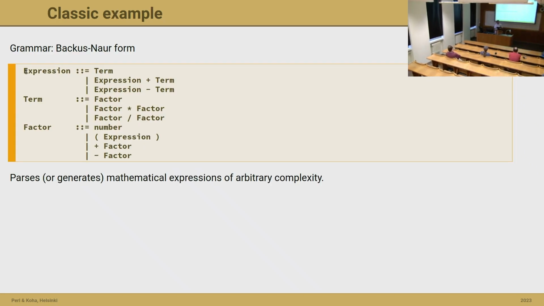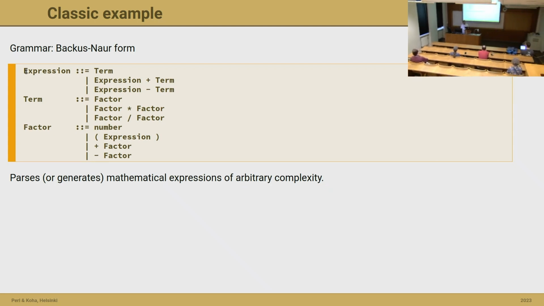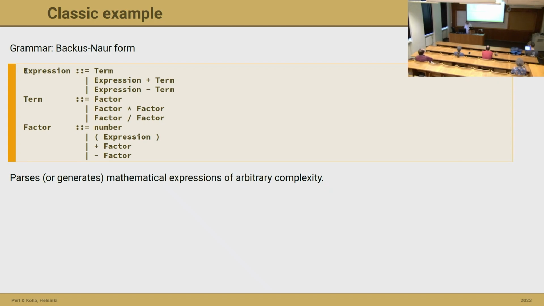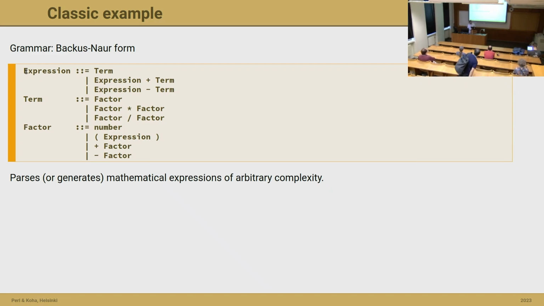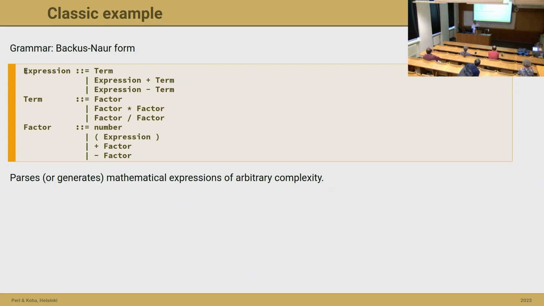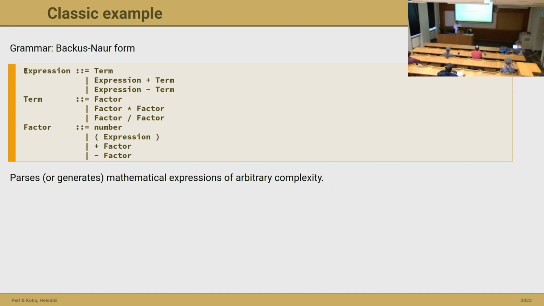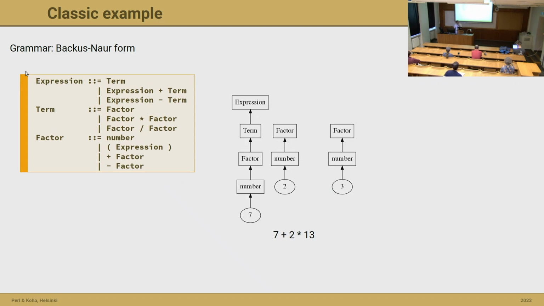I'll show you a classic example. The grammar is presented in a so-called Backus-Naur form. And it parses or generates, because it can work both ways, mathematical expressions of arbitrary complexity. So for those of you who don't remember or don't know, I'll show how it works for a simple mathematical expression. So we have 7 plus 2 times 3. Sorry, it should be 3.